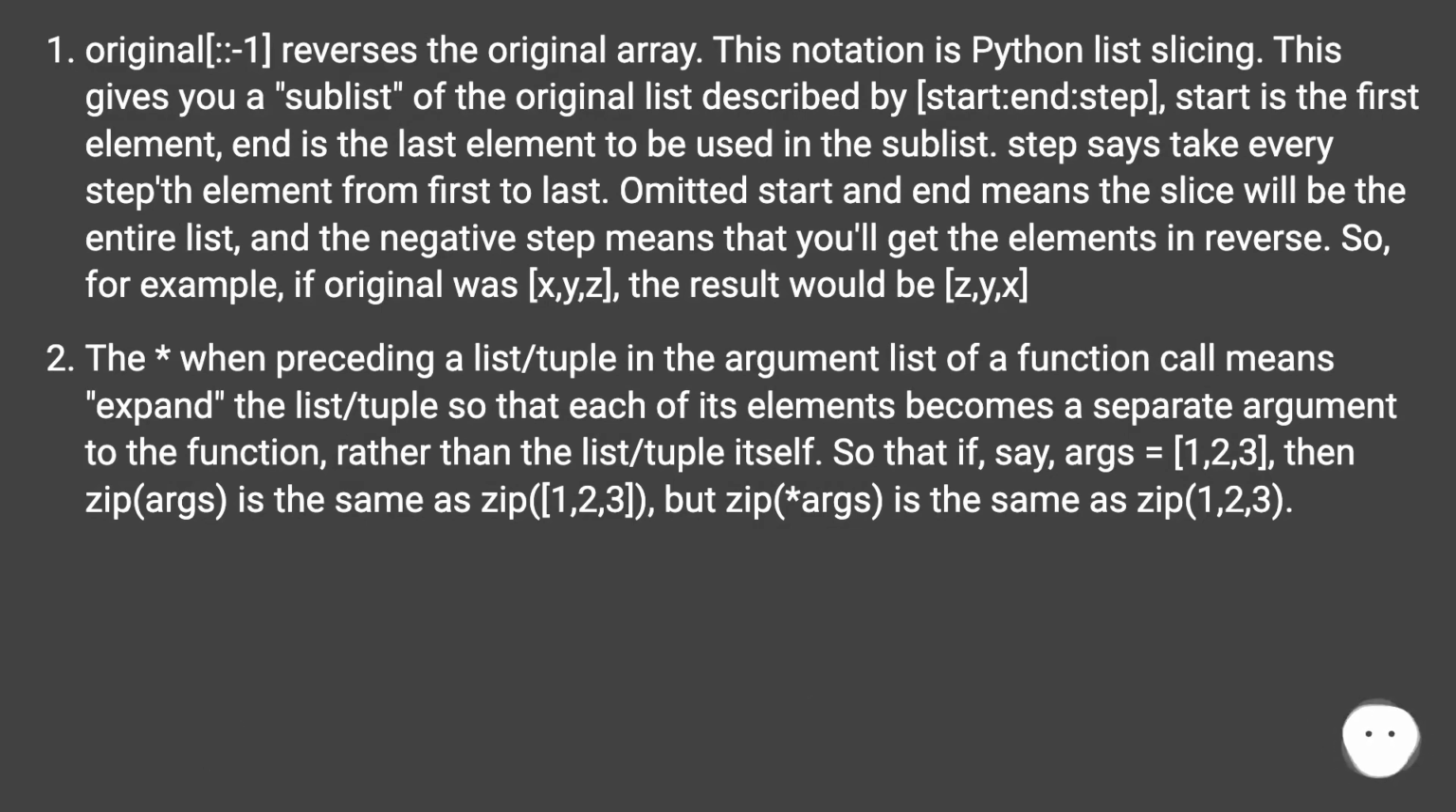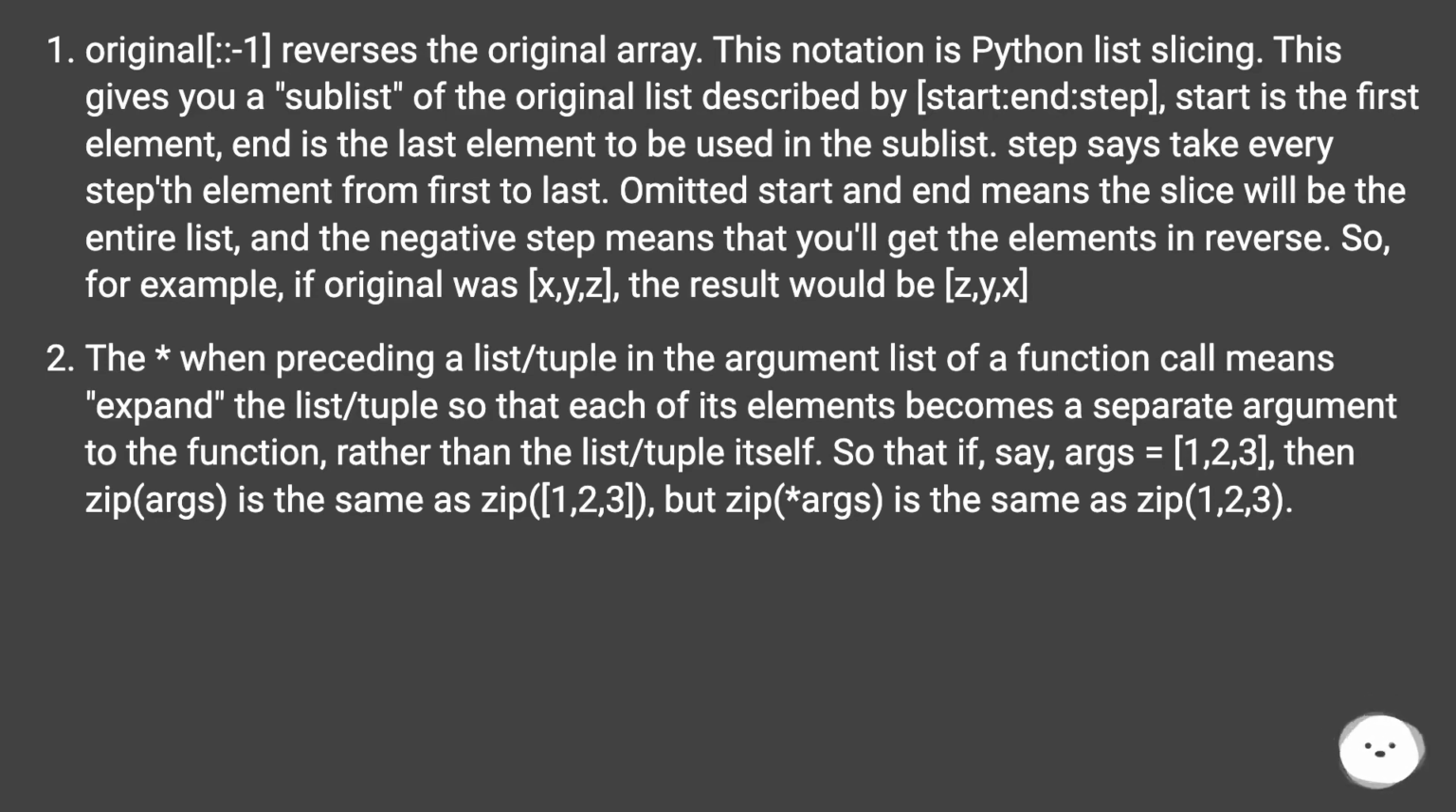Start is the first element, end is the last element to be used in the sublist. Step says take every step-th element from first to last. Omitted start and end means the slice will be the entire list, and the negative step means that you'll get the elements in reverse. So, for example, if original was x, y, z, the result would be z, y, x.